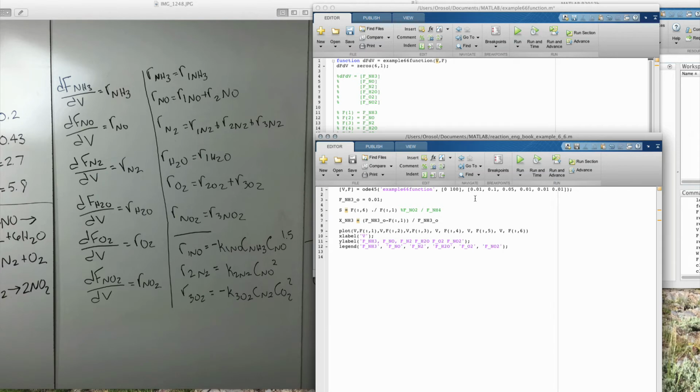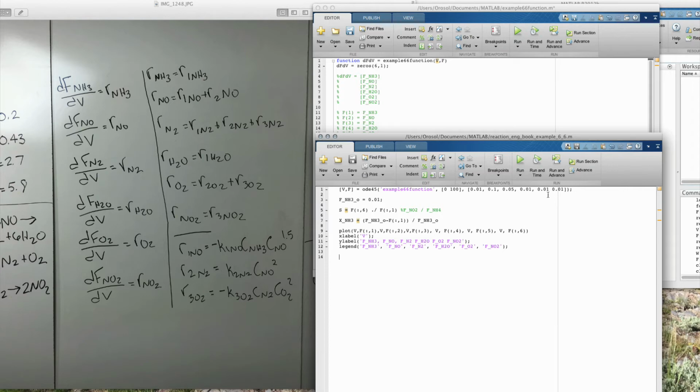When I run this, I'm actually getting a really low conversion for NH3, which I don't know if that's right. I could probably play around with these values some more, and with the volume, and get a better conversion, but since the whole point of this is to just show you how to run this in Matlab, I'm not going to worry about that.